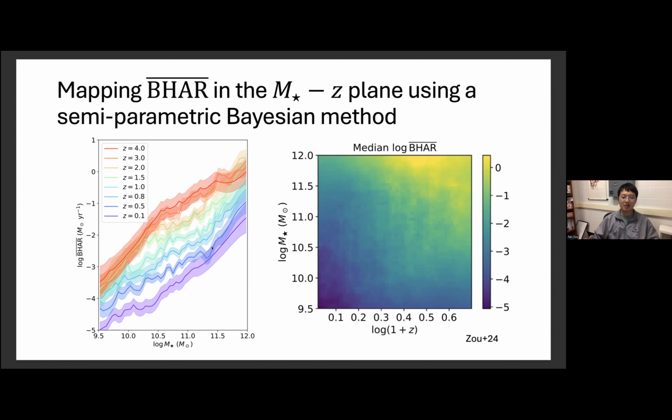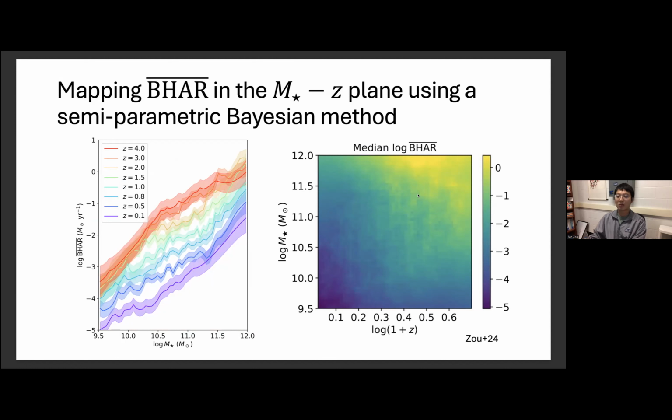I've given the methodology here, but now I'm directly showing the results, how the black hole accretion rate evolves with stellar mass at different redshifts. And you can see that it generally increases with both stellar mass and redshift. And if we plot the black hole accretion rate in the stellar mass redshift plane, we can obtain a nice 2D map showing the mean accretion rate.